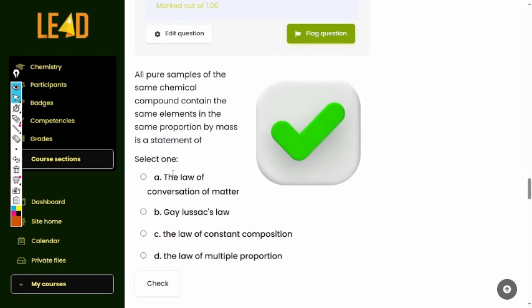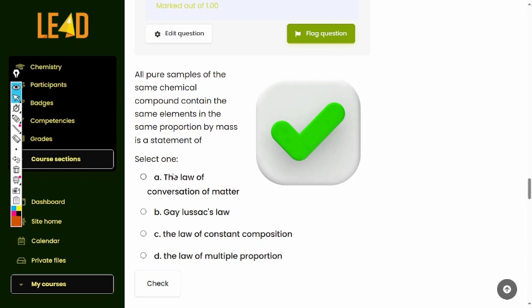Let's see question 7. All pure samples of the same chemical compounds contain the same elements in the same proportion by mass is a statement of, okay, so this statement is in accordance with the law of constant or definite proportion. What this means is, if you get a pure sample of a compound, it's going to contain the same elements regardless of where it comes from, regardless of what the source is. It will contain the same element in the same ratio.